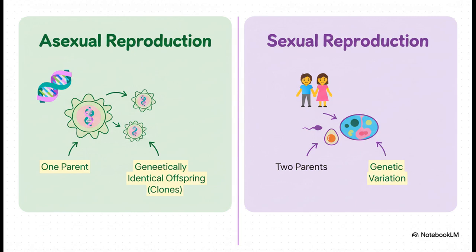Then on the other side, there's sexual reproduction. This needs two parents, and it involves these special sex cells called gametes coming together. And the result? Genetic variation. This is the one that made you, well, you.